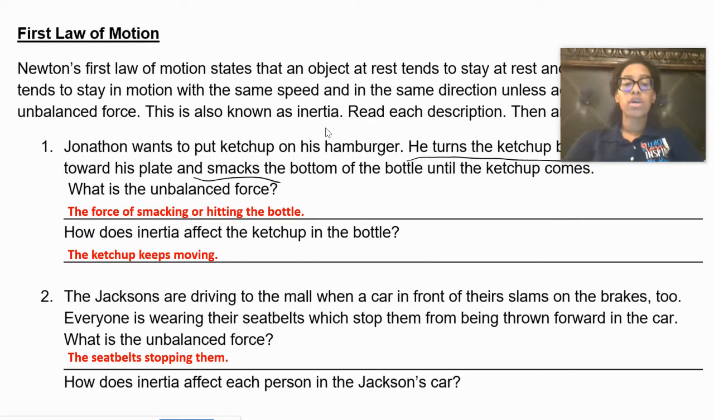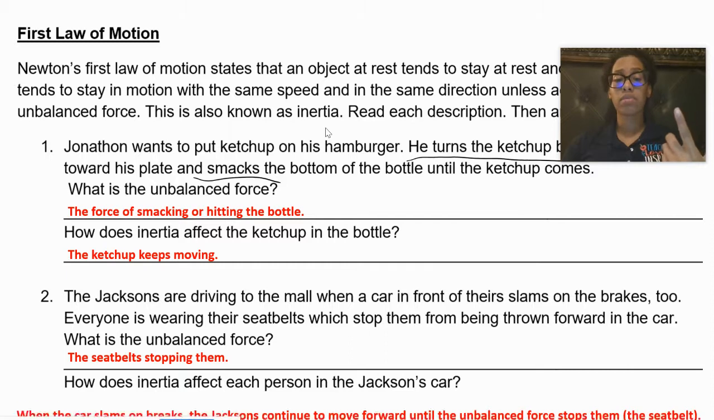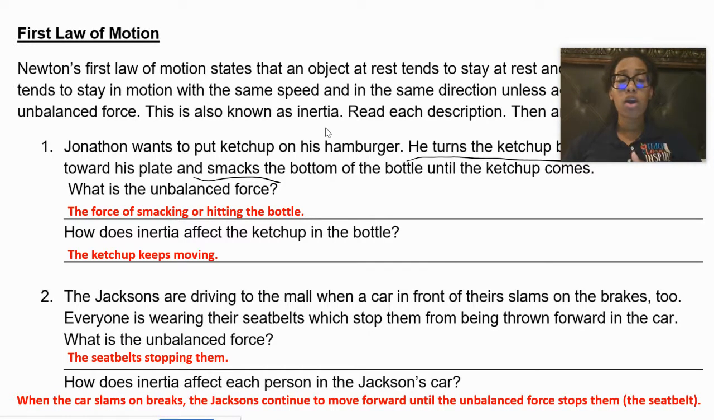How does inertia affect each person in the Jackson's car? Well, we know that objects in motion want to stay in motion. Objects are lazy, they want to keep doing whatever they're doing. So, how does that affect the Jacksons? Well, the Jacksons are going to keep moving forward until that seatbelt, that unbalanced force, stops them. So, when the car slams on brakes, the Jacksons continue to move forward until the unbalanced force stops them, the seatbelt.